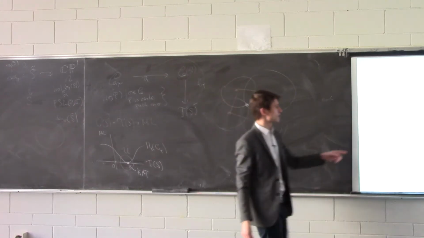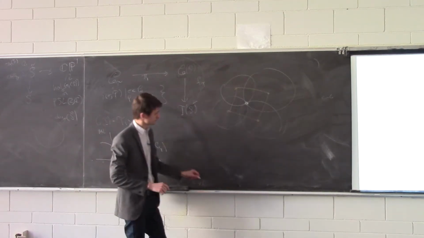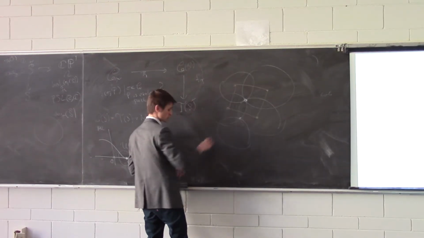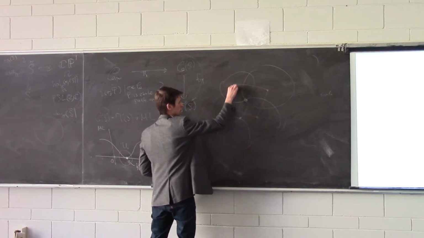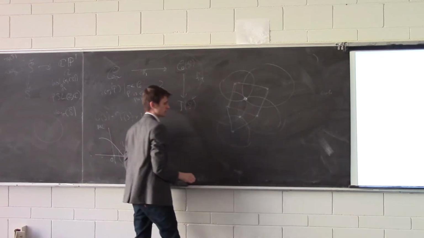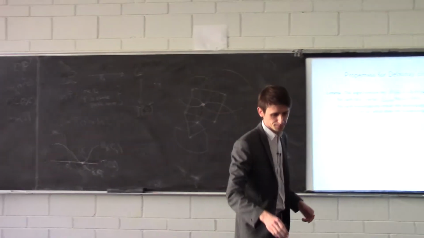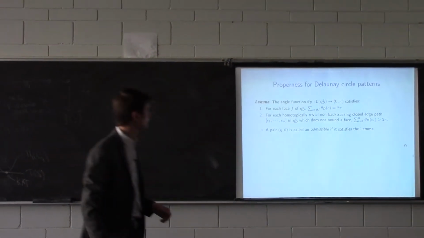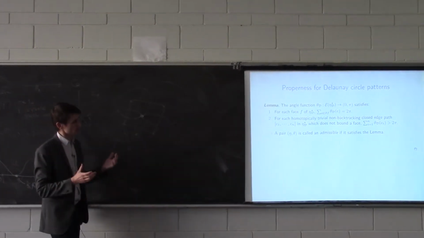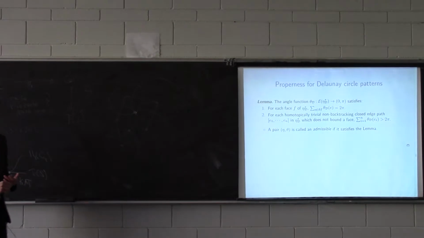Another thing that happens is that if you go around something that doesn't bound a face, then the sum of the angles is actually bigger than 2 pi. For example, if I had another circle right here, notice we just have 3 circles overlapping here. If I consider the path that goes like this, a little house, then that has an angle bigger than 2 pi. We call such pairs admissible. In general, this is a condition on polygonal cell decompositions. You take a polygonal cell decomposition and your angle function, and if they satisfy the conditions of the lemma, we call them admissible.